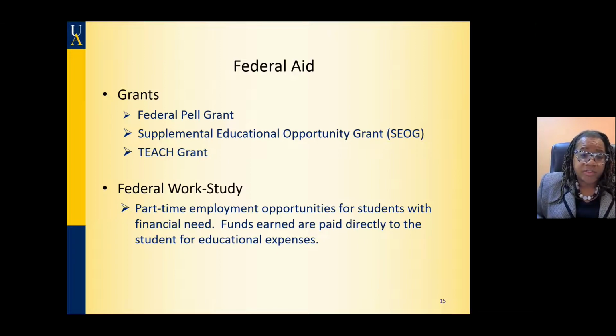There's also what's called a TEACH Grant, and that is for students who are looking to go into teaching. There are certain criteria with that. Different institutions process that slightly differently. So that is another federal grant opportunity.